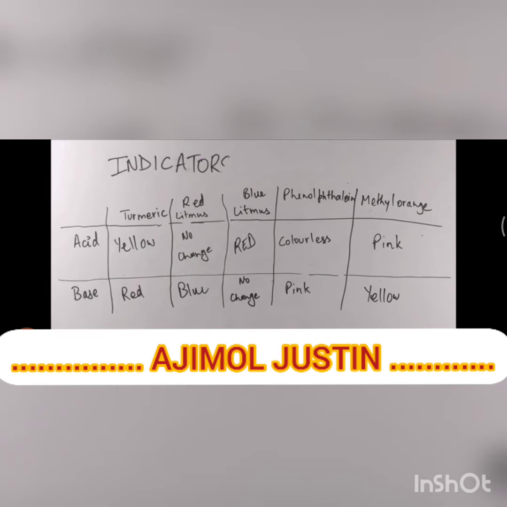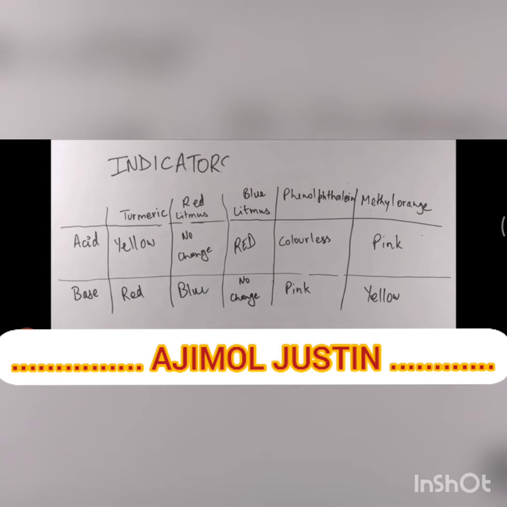If an acid comes in contact with phenolphthalein, it becomes colorless. Phenolphthalein is normally pink in color. It becomes colorless in the presence of acid. If a base comes in contact with phenolphthalein, it will be pink in color.